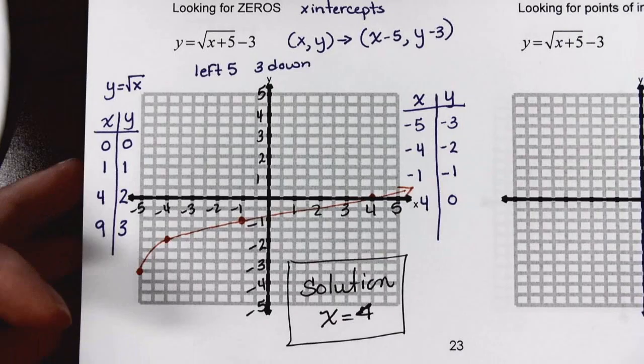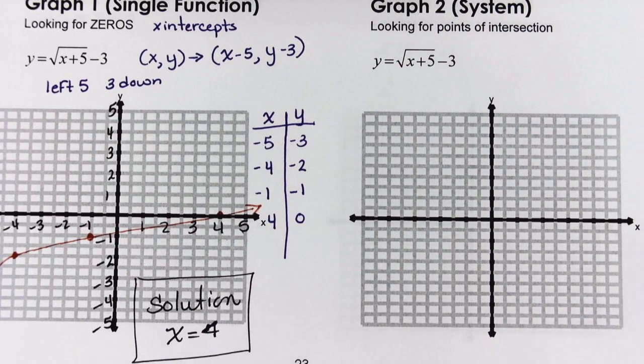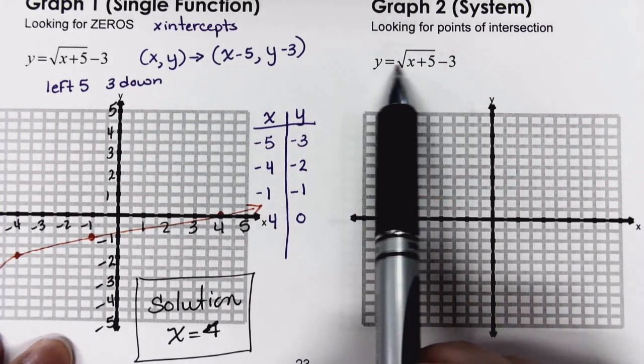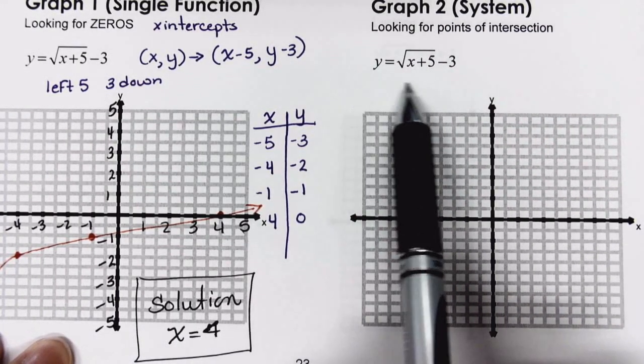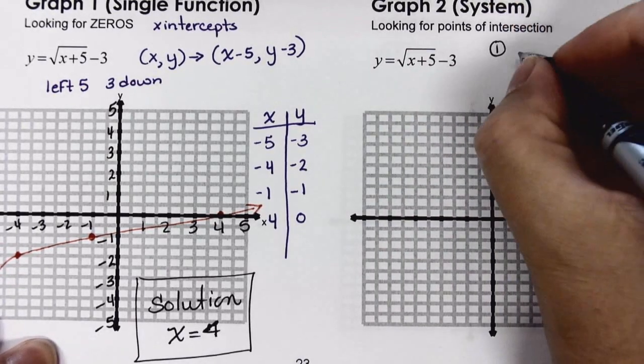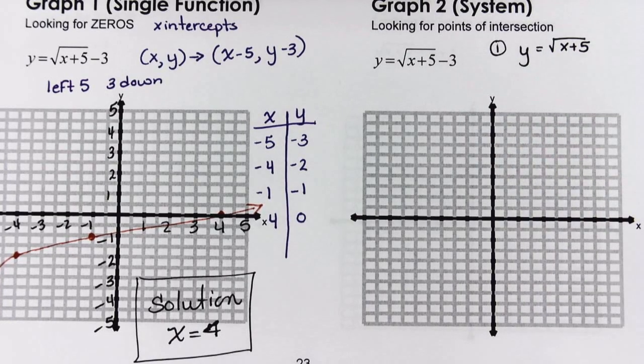Okay. Now, this time we're going to graph a system. And so we're going to be looking for the points of intersection. We are going to break this into two equations. That's equation 1, and equation 2.